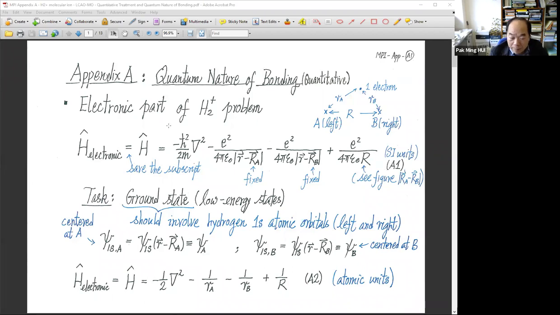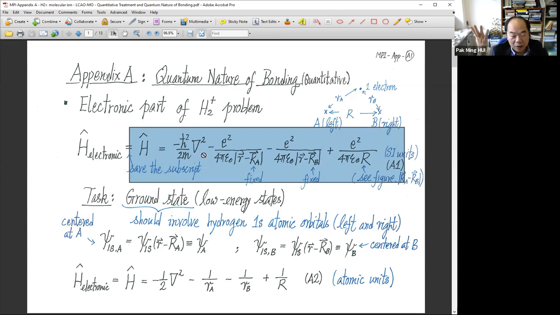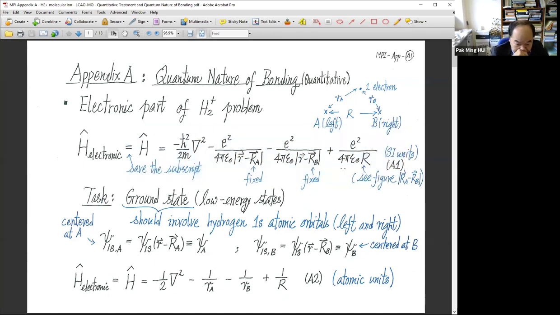I will use atomic units for simplicity, but to start with, let me show you the full SI unit Hamiltonian, okay? So we started from that. Kinetic, 1 electron only, you don't have 2 terms, 1 term. The electron sees the left nucleus, the electron sees the right nucleus, and then Coulomb repulsion between the 2 nuclei. For simplicity, this is the atomic unit version.